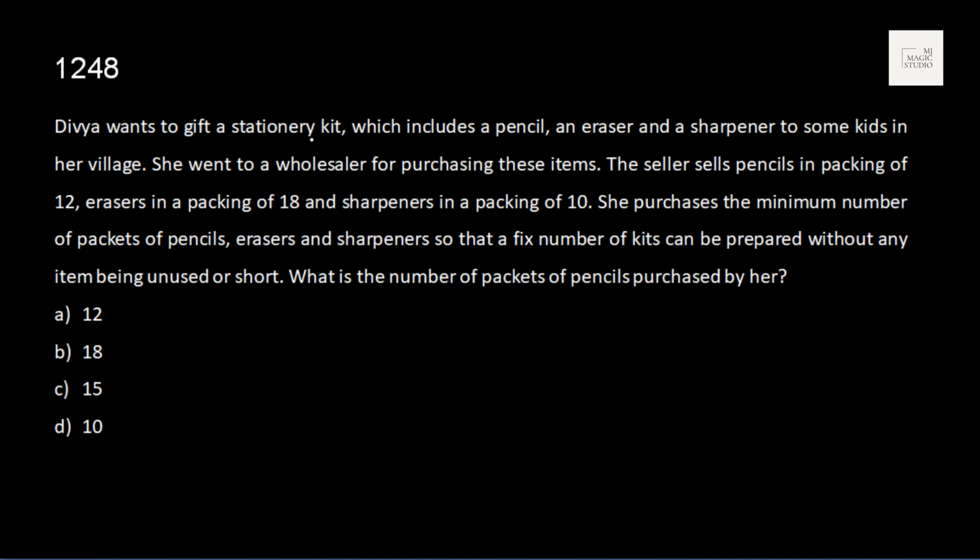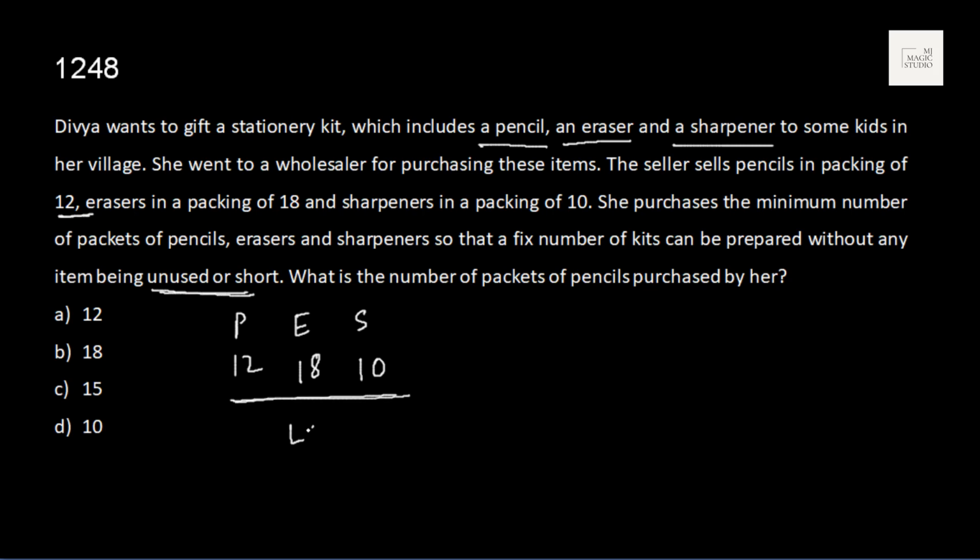Divya wants to gift a stationery kit which includes a pencil, an eraser and a sharpener to some kids in her village. She went to a wholesaler for purchasing these items. The seller sells pencil in packing of 12, erasers in packing of 18 and sharpeners in a packing of 10. She purchases the minimum number of packets of pencil, eraser and sharpeners so that a fixed number of kits can be prepared without any item being unused or short.